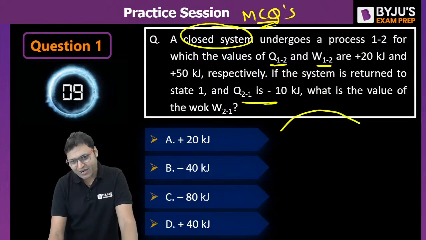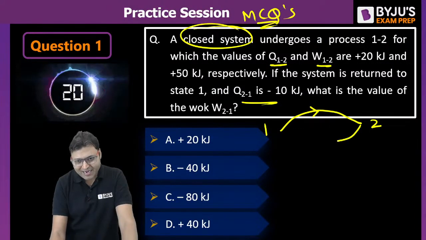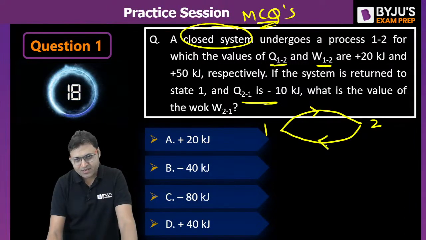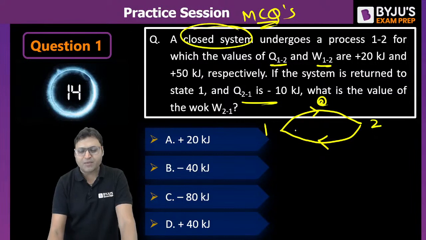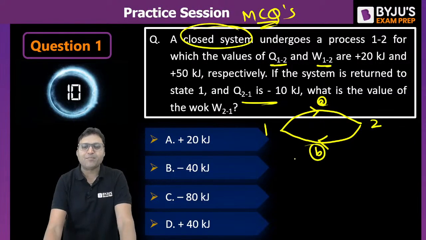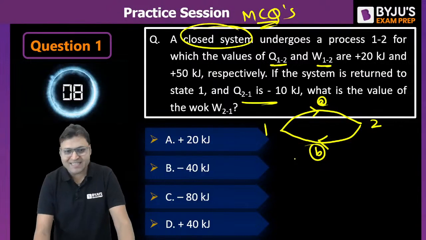So there are two different processes, 1 to 2 and another process 2 to 1. That is the thermodynamic cycle. We can call the process A the process 1 to 2 and the process B the process 2 to 1. What is the answer?